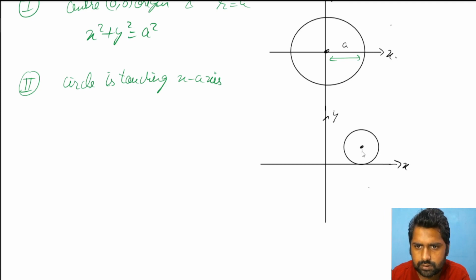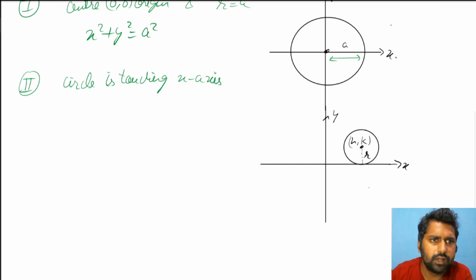Radius is still r. What can you tell about the center? Center is usually h comma k. But what is the condition that can be developed based on this idea? If the center is h comma k and the radius is r in this situation, can't we say this k, the height of this coordinate, is equal to the radius?